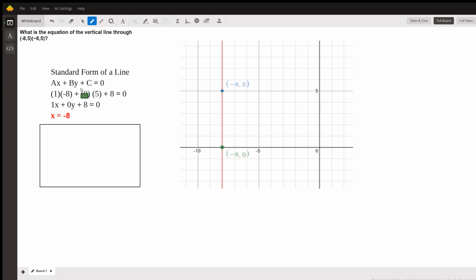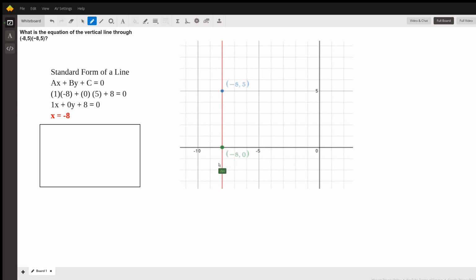And so if we put x equals -8 and y equals 5, we're still going to get x equals -8. If we put x equals -8 and y equals 0, it doesn't matter. We're still going to get x equals -8. So it doesn't matter where you are on this line, x is equal to -8. That is the equation of a vertical line. It's always x equals some value.